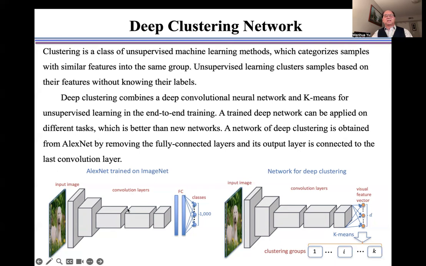This AlexNet is used to map an input image to a probability distribution over classes. By removing the fully connected layers, we get a network for deep clustering. This modified network maps the input image to a visual feature vector. By using the visual feature vector, k-means clusters the input image to the correct group.